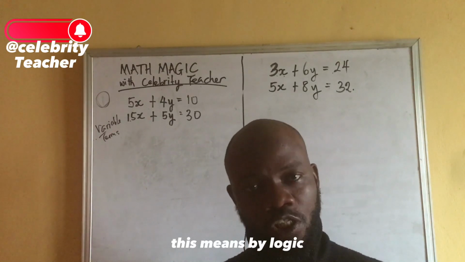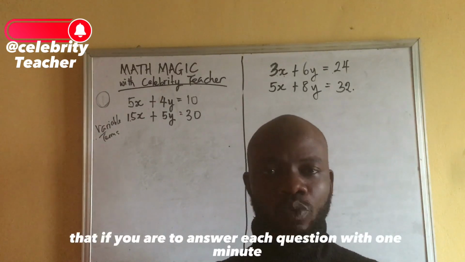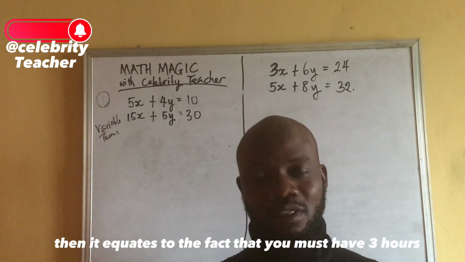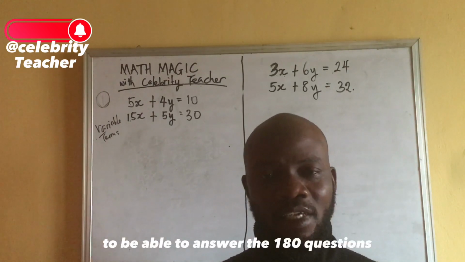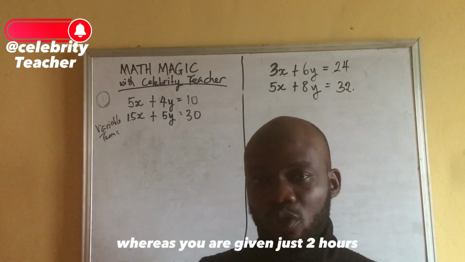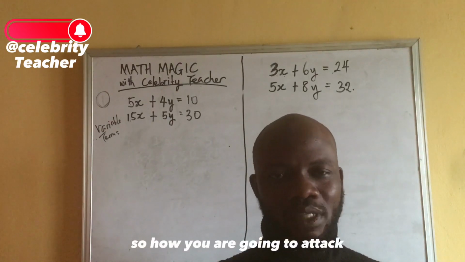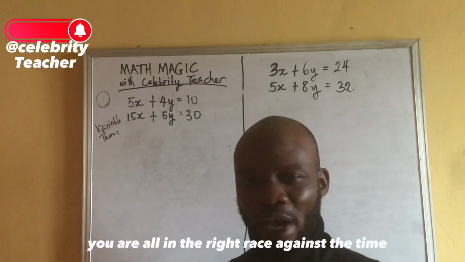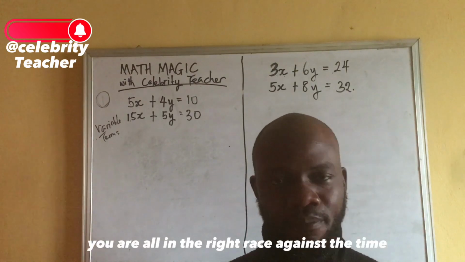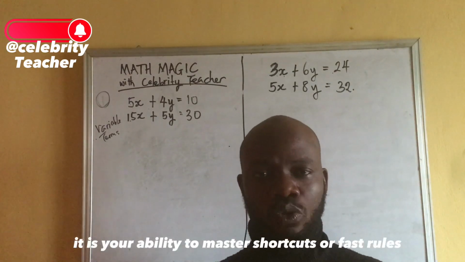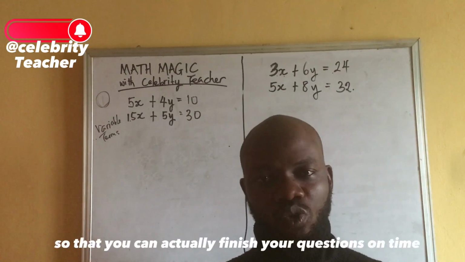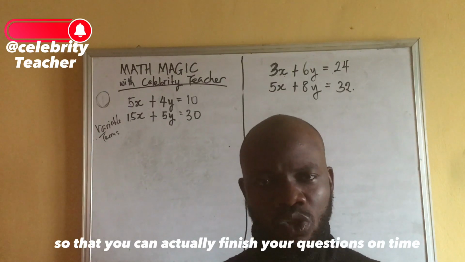This means, by logic, that if you were to answer each question in 1 minute, you would need 3 hours to answer the 180 questions, whereas you are given just 2 hours. So how are you going to attack JAMB? JAMB is a game of time, a rat race against time. Your ability to master shortcuts or fast rules will help you arrive at your answers so that you can finish your questions on time.